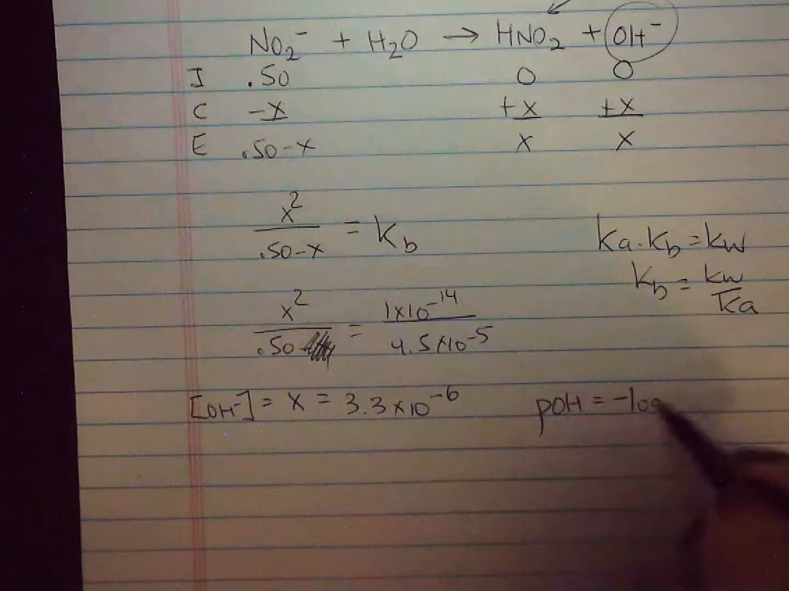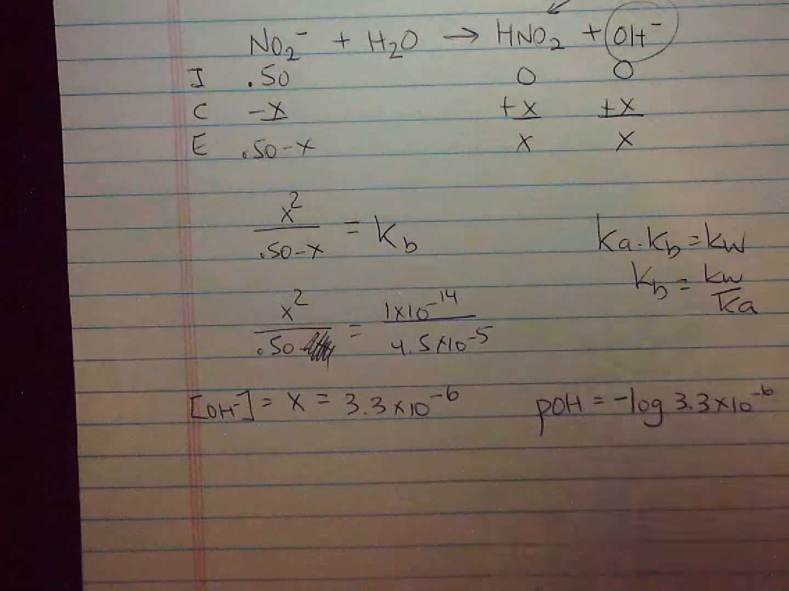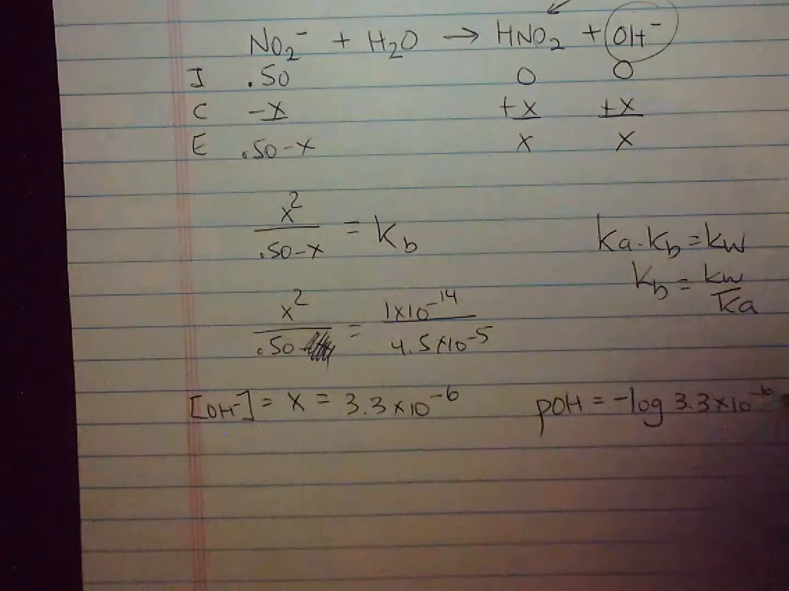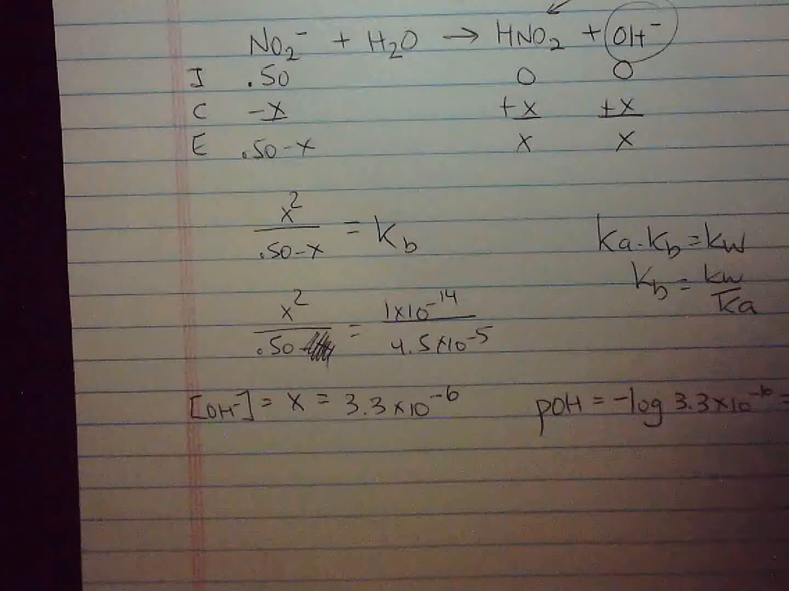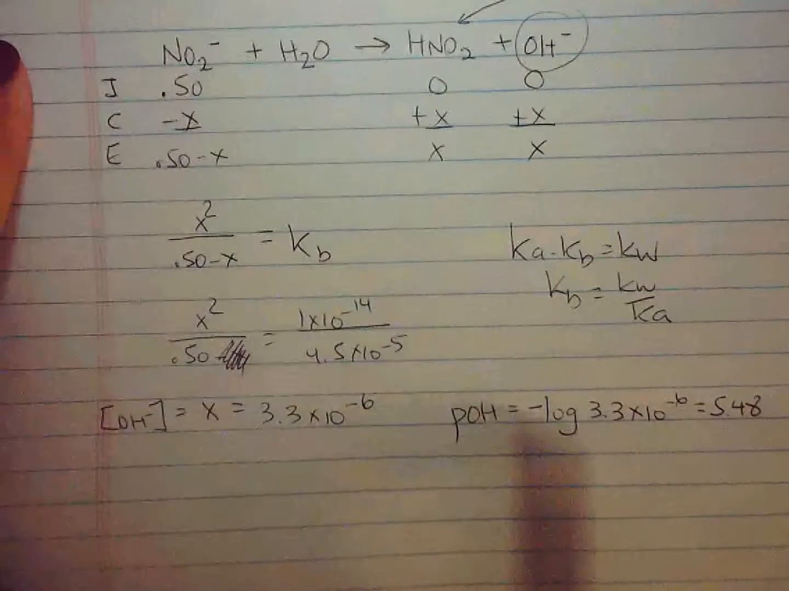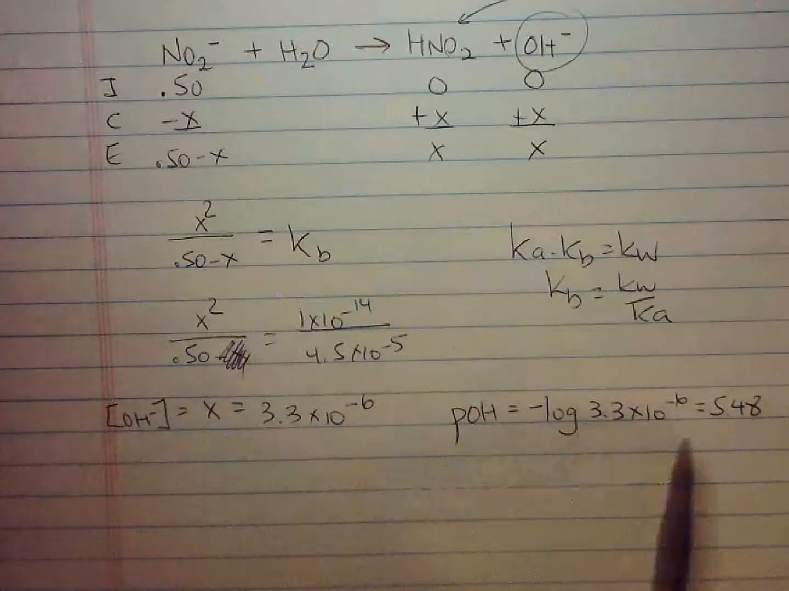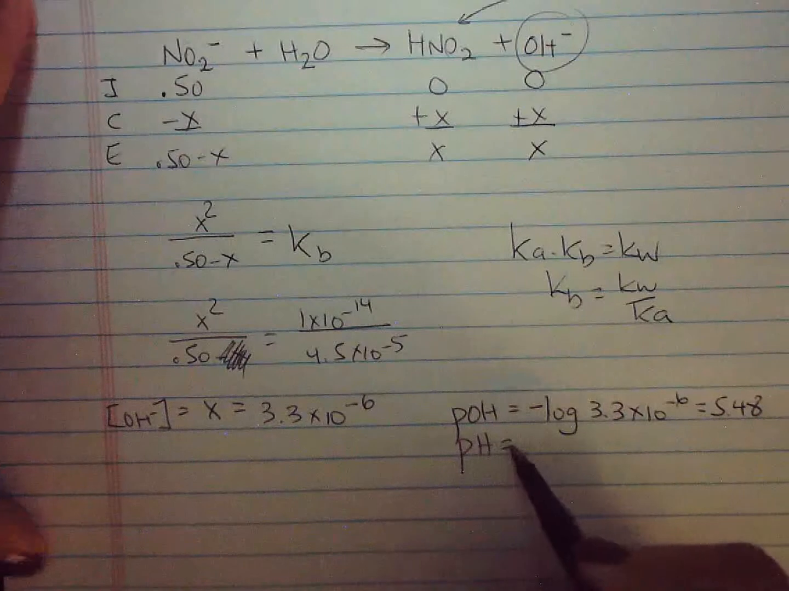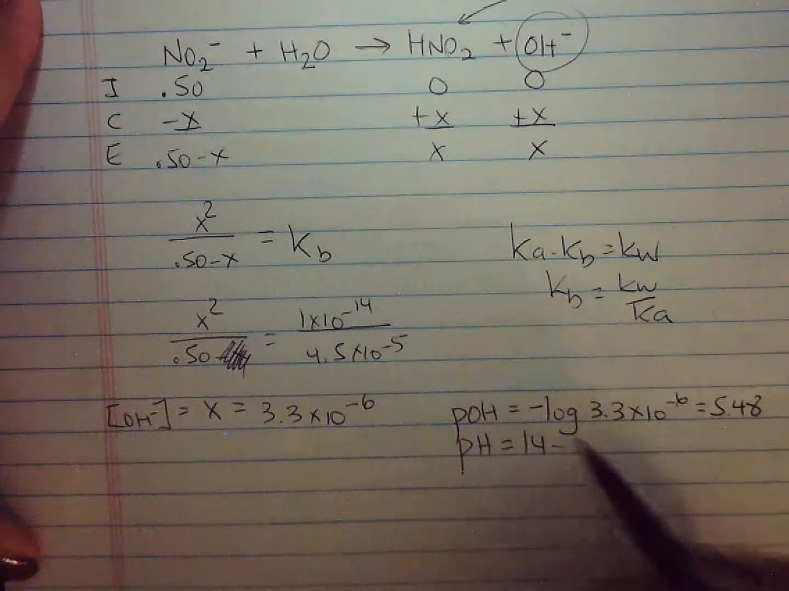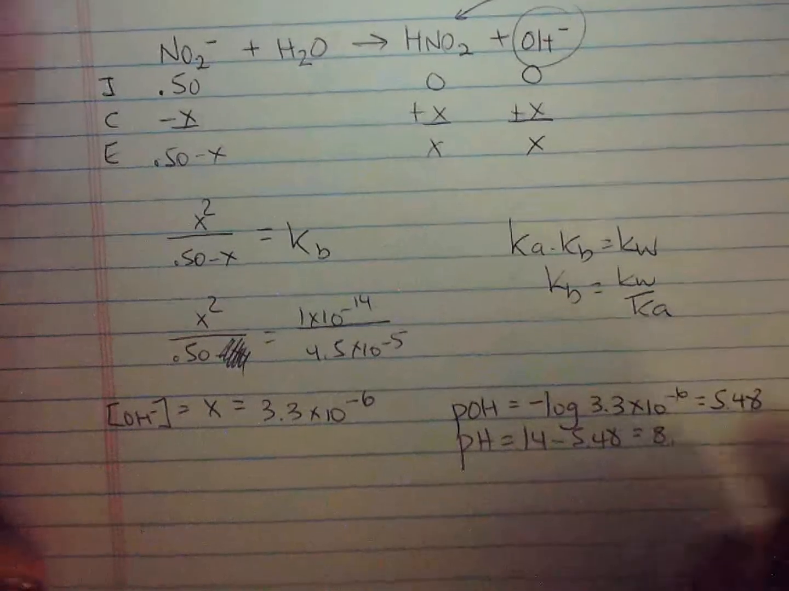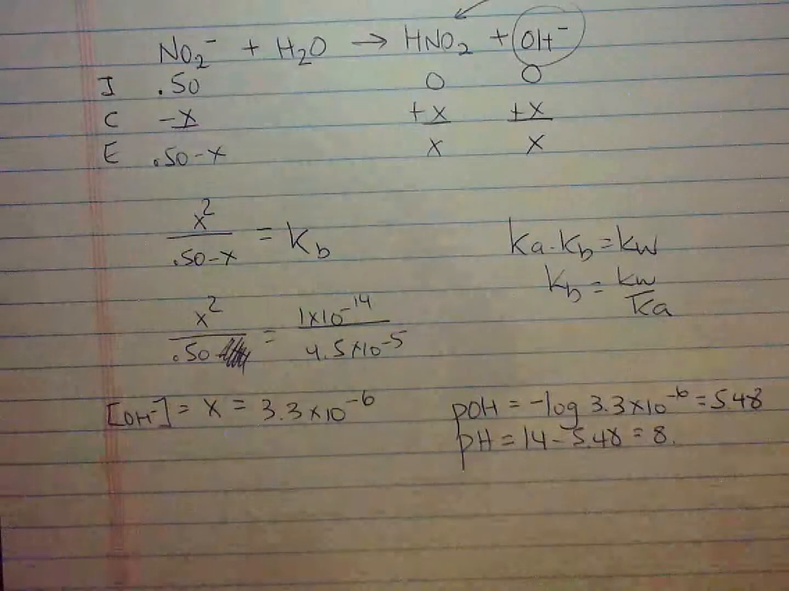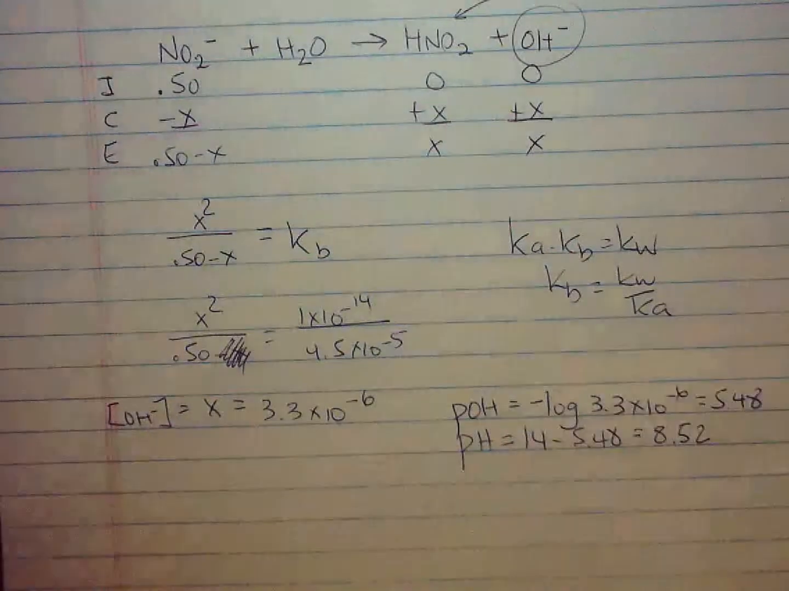So what's the pOH of this sucker? The pOH is the negative log of 3.3 times 10 to the negative 6th. So it's going to be like 5 point something. As a matter of fact, it's exactly 5.48. Is it off screen? A little bit? It's like 5.48. But they didn't want pOH, they really wanted pH. So how do I get pH out of pOH? 14 minus 5.48, which happens to be 8.52. Are we good?